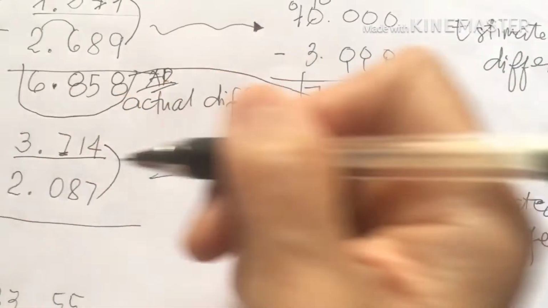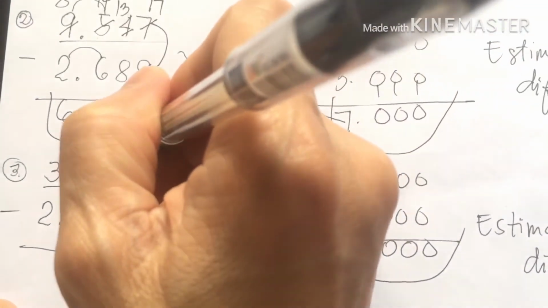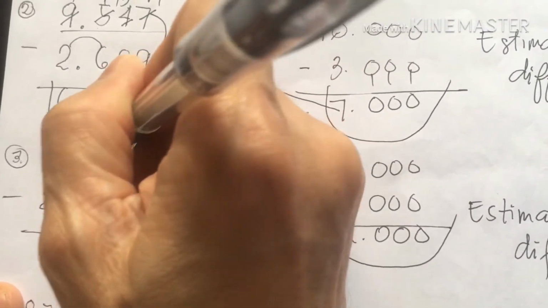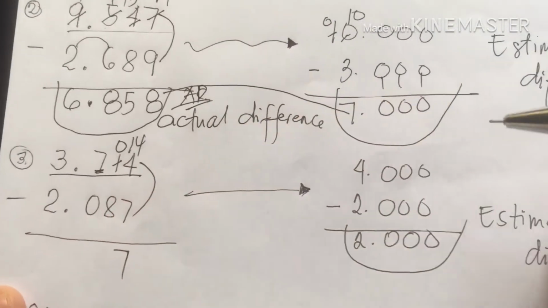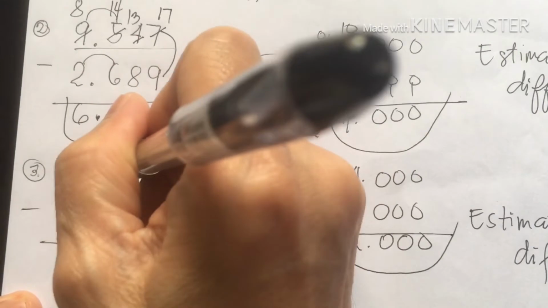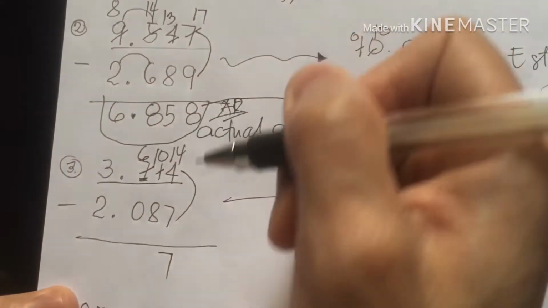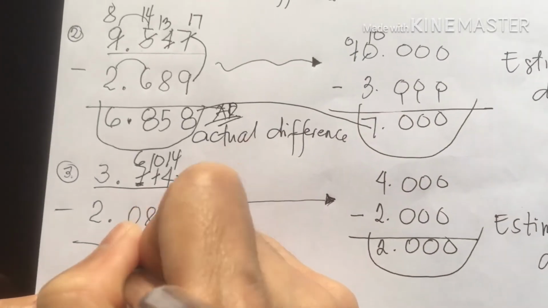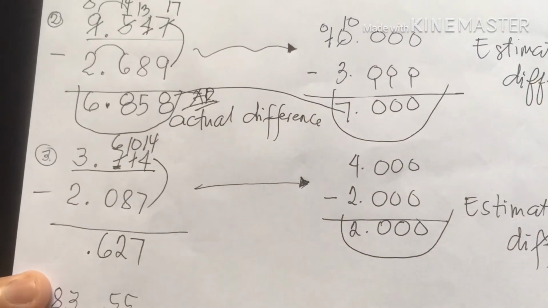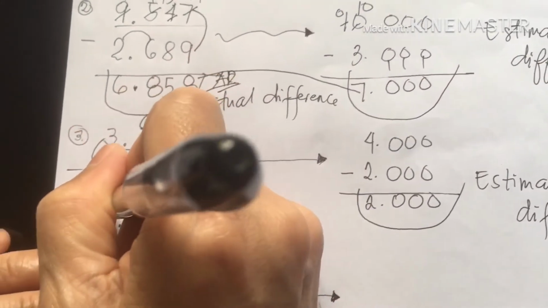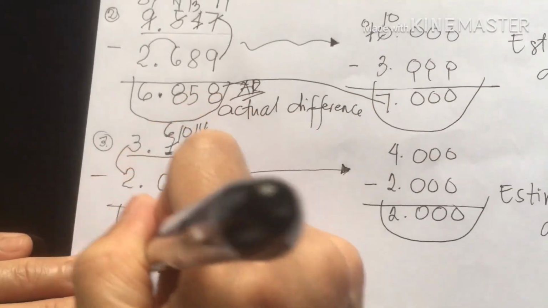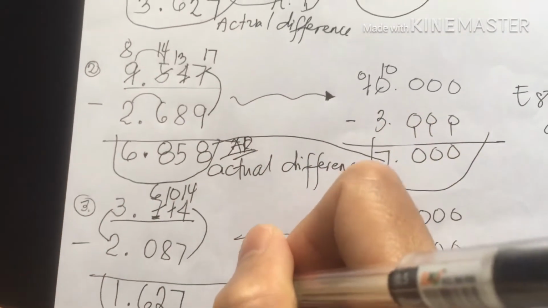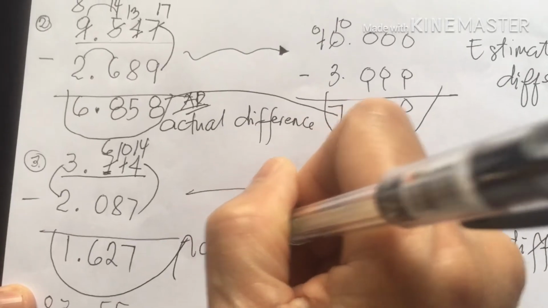Next we have 7 minus 4 cannot be, so 4 becomes 14, 1 becomes 0. So our answer is 7. 0 minus... cannot be, 7 becomes 6, 0 becomes 10, so we're going to answer 2. Bring down 6, don't forget to put the decimal point, 3 minus 2 is 1. Therefore our answer is 1.67, our actual difference.